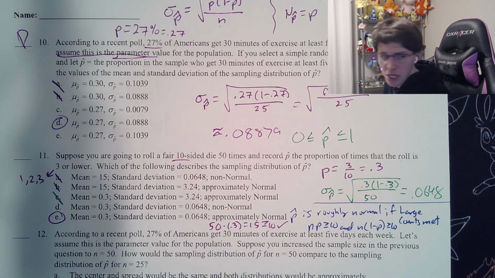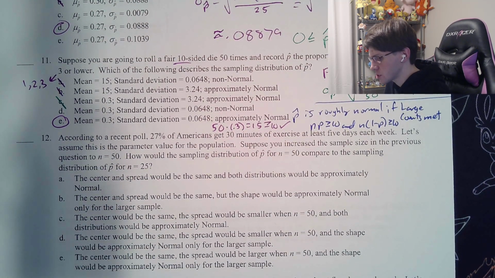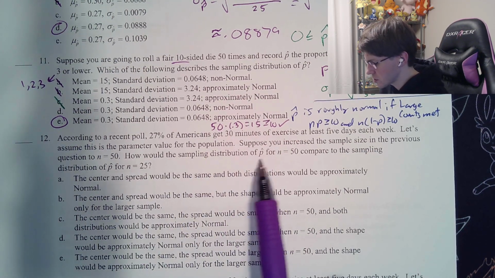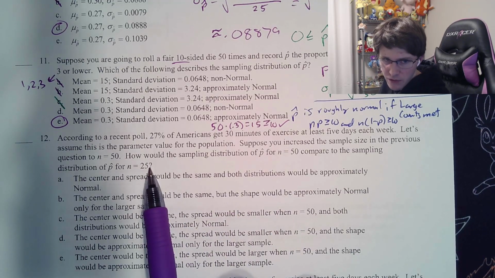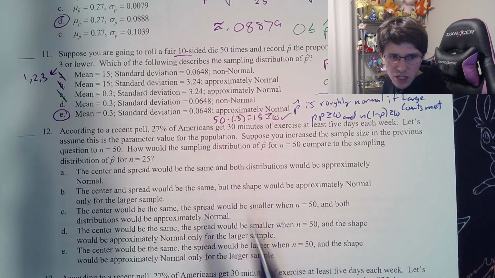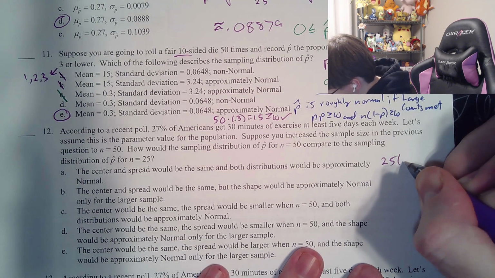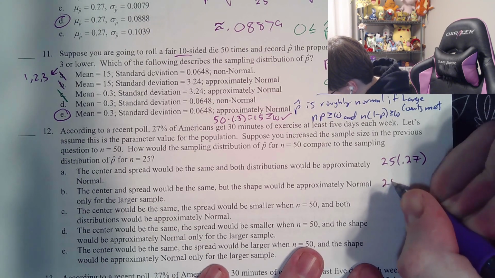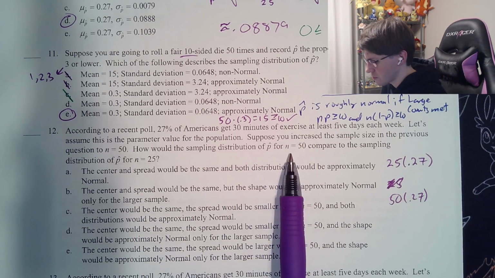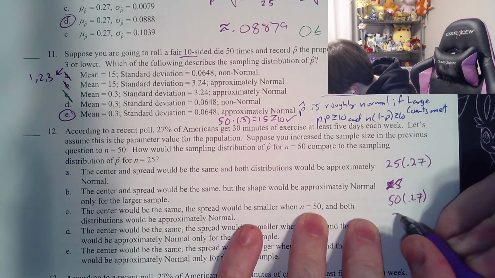We are going to use exactly the same concept in question number 12, because it wants us to know we have this 27% from number 10 of getting 30 minutes of exercise. How would the sampling distribution for n equal 50 compare to n equal 25? Some of the answers say normal or not normal, but the big thing is if I change that 50 to a 25, so we're comparing 25 times 0.27 versus 50 times 0.27. We have n equals 50 and n equals 25.